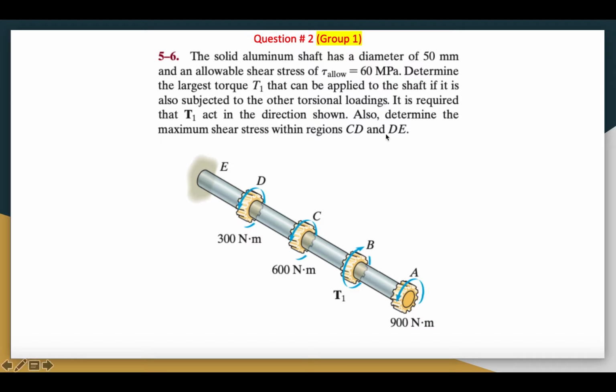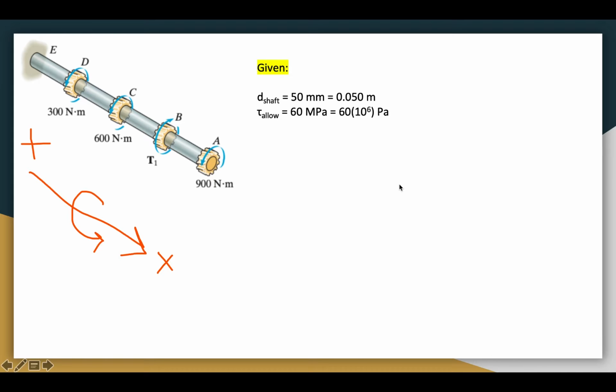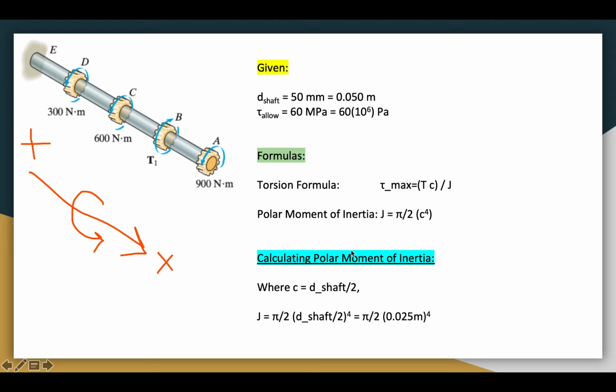So here's the problem. You can pause the screen and read it, but basically what we want to do is find the maximum torque at T1 when we know that the allowable shear stress is 60 MPa. Before we start, let's go over the things that we were given in the problem. We have the diameter of the shaft, our allowable shear stress, and some formulas that may or may not be useful. We have the torsion formula, which states that tau max is equal to the torque times the outermost radius over the moment of inertia.